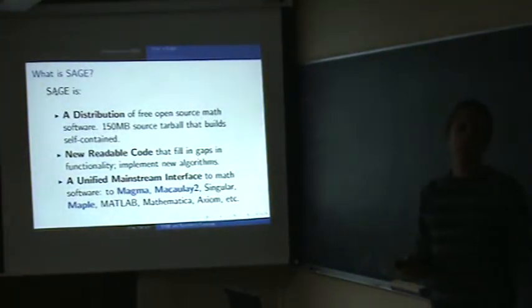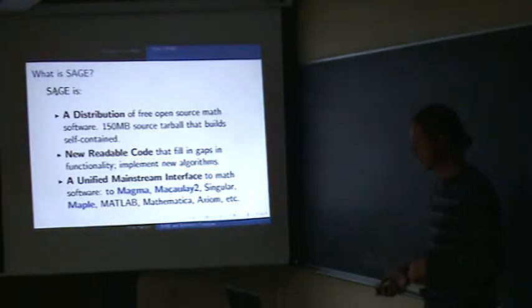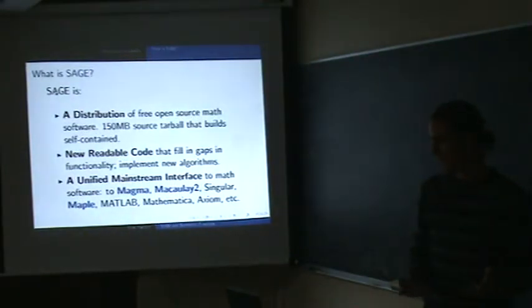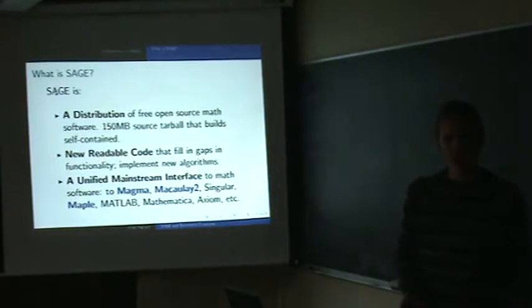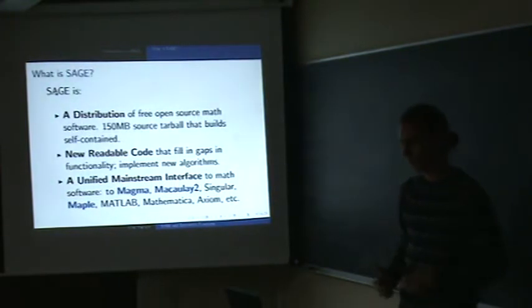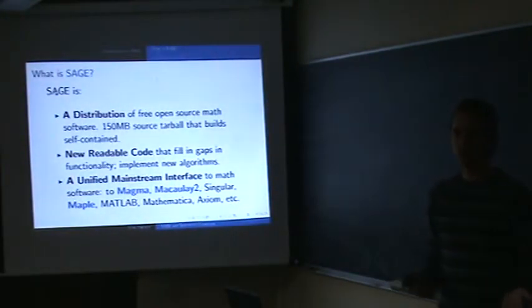In addition to collecting all of these already written open source math programs, Sage provides a whole lot of new readable code written in the Python programming language, which I'll mention a bit more about later on. The goal of this code is twofold. One is to integrate all of these disparate open source math programs together, and then also to implement new algorithms and functionality that's missing in the current open source math world.